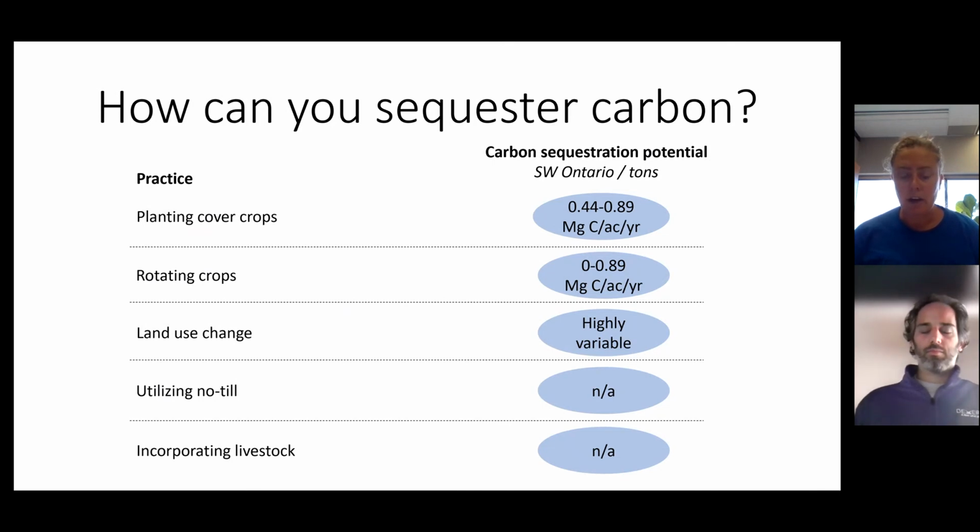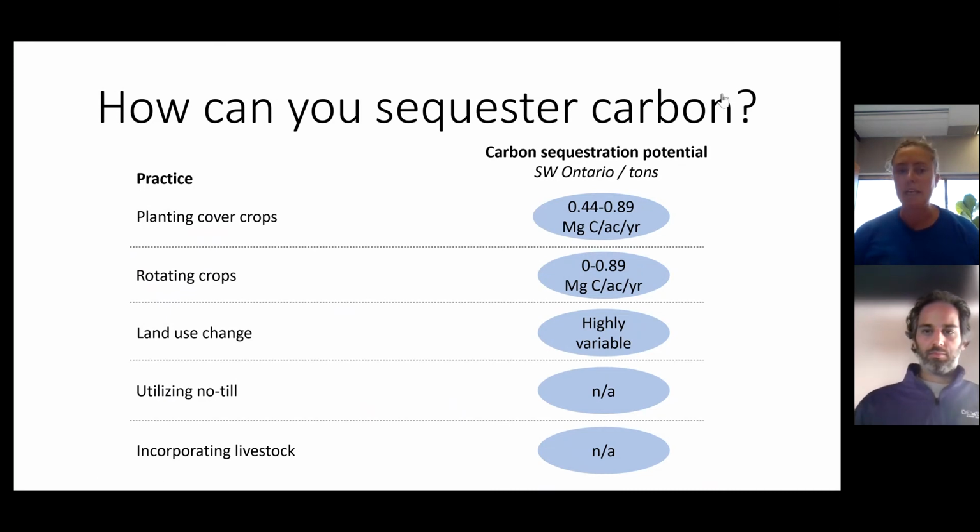So you might see there that we have a range of 0.44 to 0.89 tons of carbon per acre per year. That comes from some research out of the University of Guelph, Ridgetown campus, so this is research that's done in our backyard. And the range is there because, as I said, different cover crops are going to have different biomasses. They're going to stay on for different lengths of time. So there is a range that's seen based on which species you're planting and how long you're keeping it there.